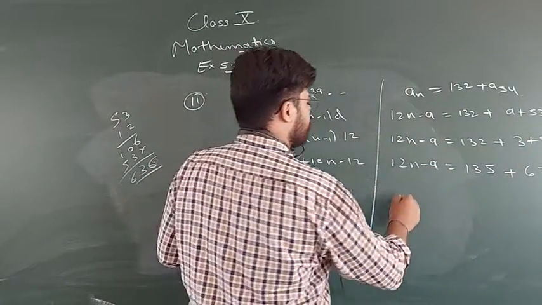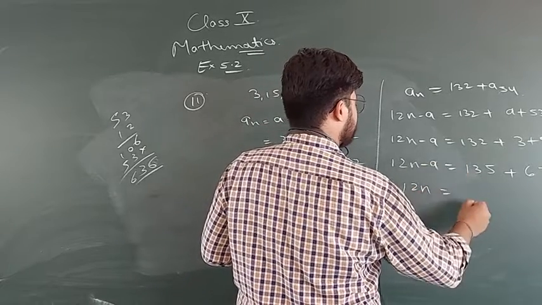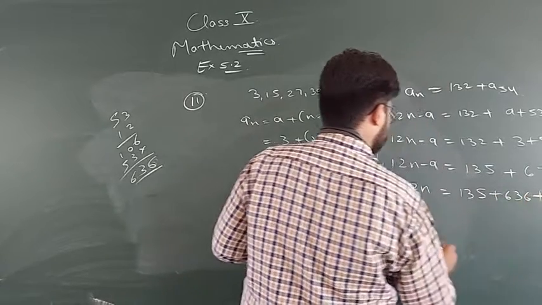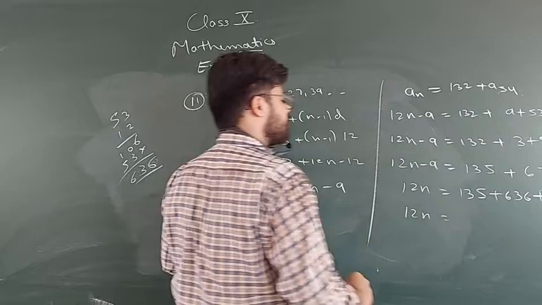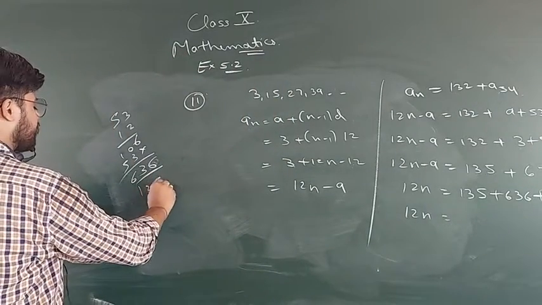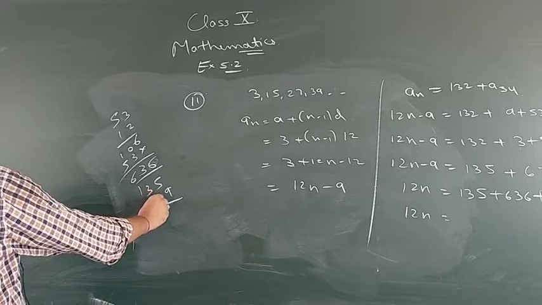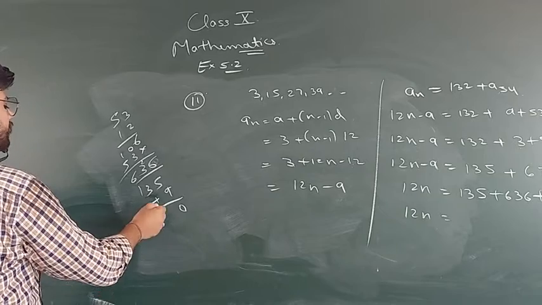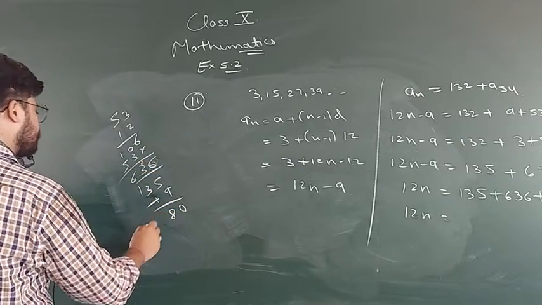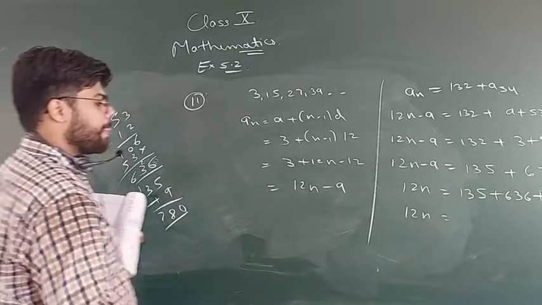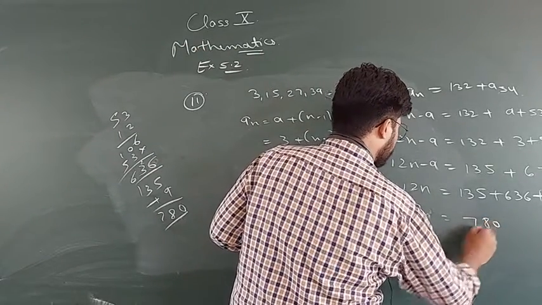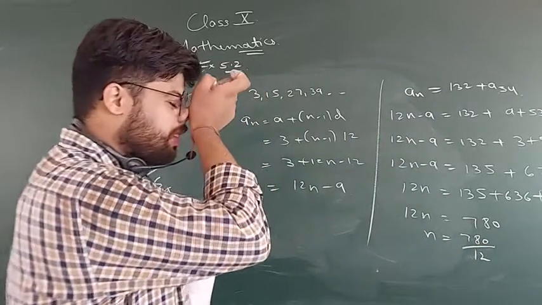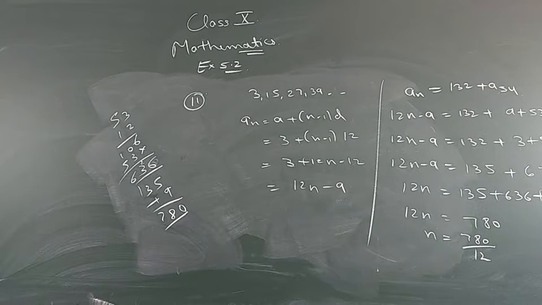Now 12n, shifting the 9: 135 plus 636 plus 9. Now add all these numbers. 9 plus 5 is 14, 14 plus 6 is 20, 2 will be carry, then 3 and 3, 6, 7, 8, and 780. So n will be 780 divided by 12. In the table of 12, 780 will come.